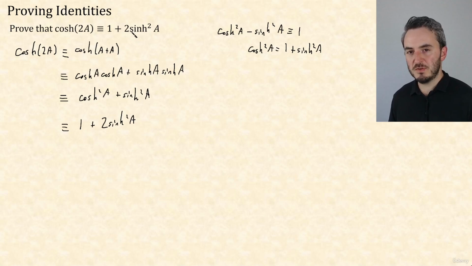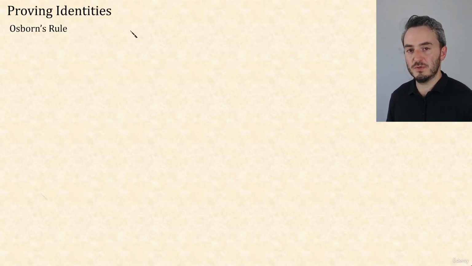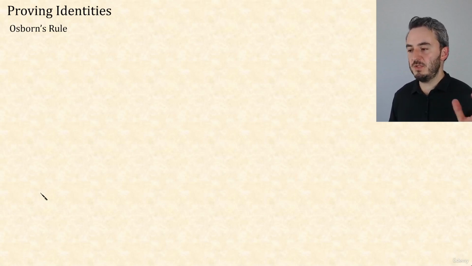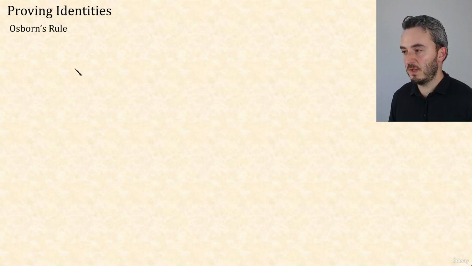So what's the rule? Well, the rule is known as Osborne's rule. Osborne's rule says if you take a familiar identity from standard trig, and it has a sine squared in it, or an implied sine squared, which we'll talk about in a moment, you can replace that with a minus sinh squared, or implied minus sinh squared, in the hyperbolic world.